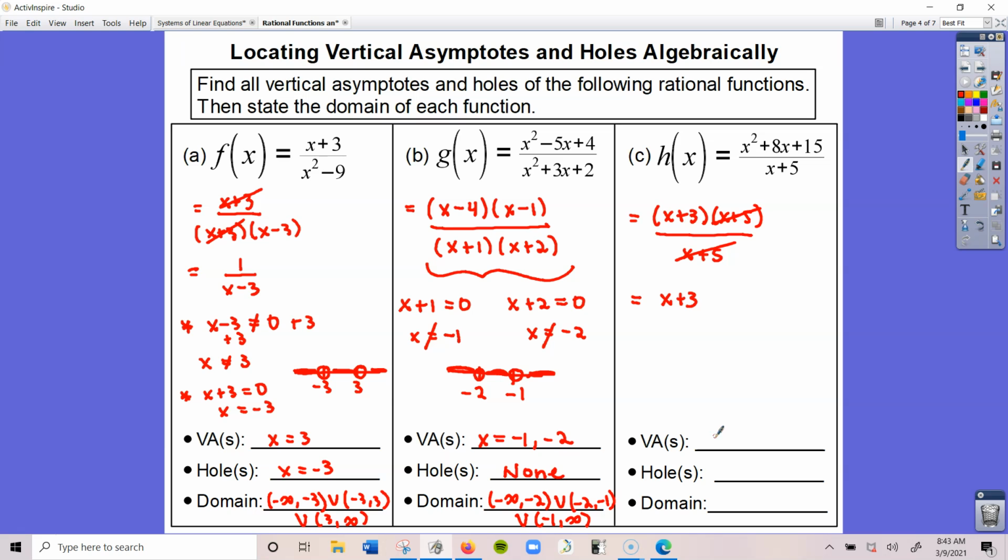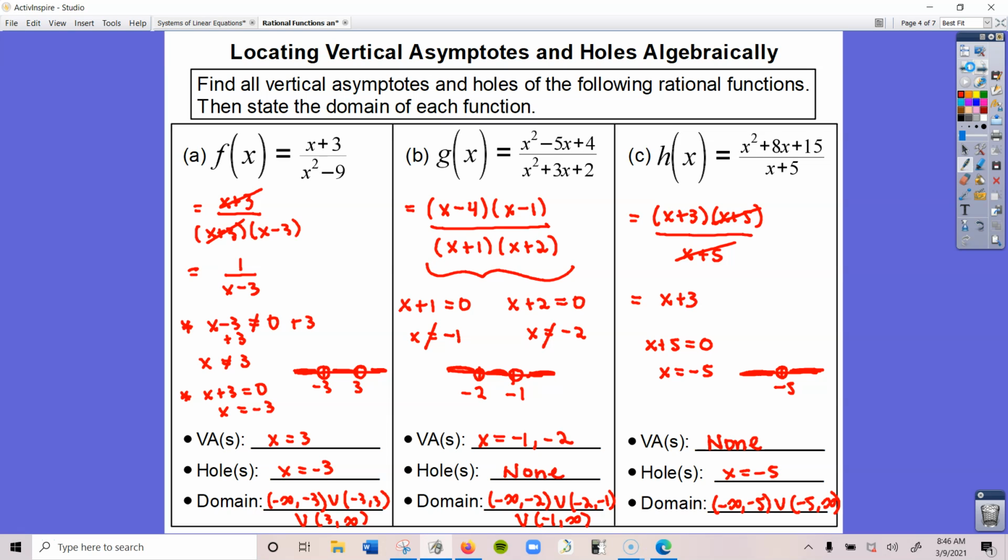That means since there's nothing left in the denominator, there are no vertical asymptotes. But we do have a hole because we have a factor that canceled. So that means that x plus 5 equals 0 is where I have that hole. If I solve for x, I get that x is equal to negative 5, and that would be the hole. Now your domain, remember, is affected by both vertical asymptotes and holes. So we can put that negative 5 in our number line. We have to exclude that number, but everything else is okay. So my domain would be from negative infinity to negative 5, union negative 5 to infinity.